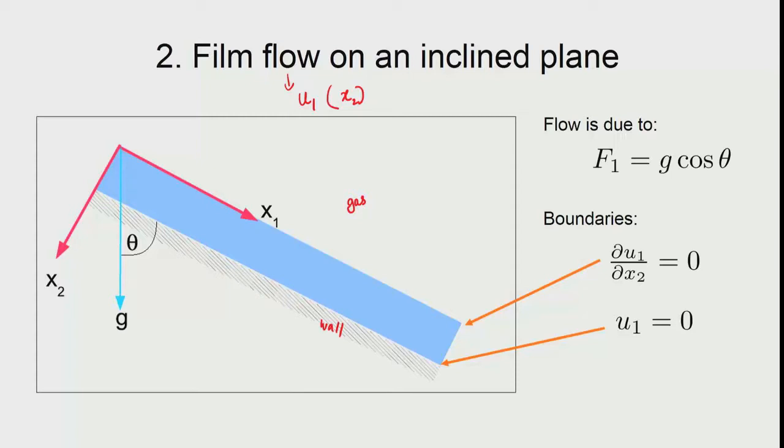The driving force, the reason why the flow is happening, is because of the body force term, that is g cos theta along this direction. If you take the component in this direction, you have got g cos theta, and that is the body force that is acting, because of which the flow is taking place.